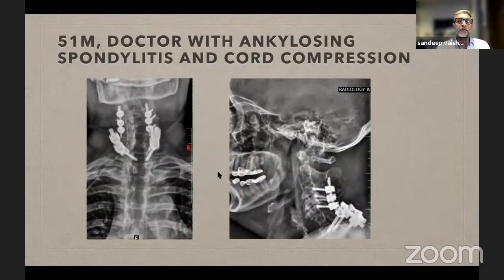Again, this was a 51-year-old doctor with ankylosing spondylitis. It was operated by my colleague, Dr. Rana. He had a 3-level lateral mass and C7 and D1 pedicle screws. And you can see here the 2 screw heads are quite close to each other. Sometimes it becomes very difficult to put in a C6 screw in some patients.